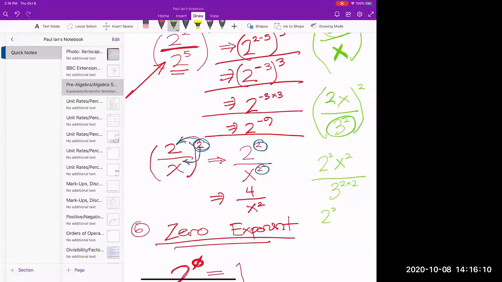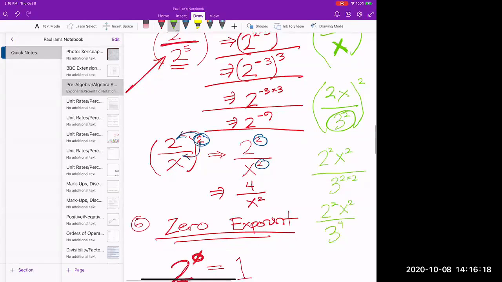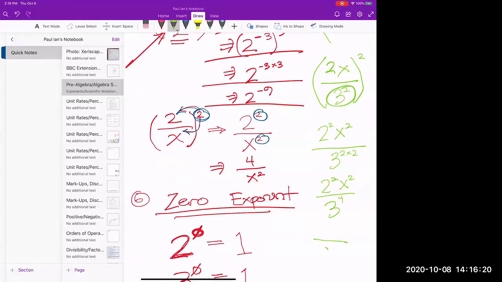So it's 2 squared, x squared, 3. 2 times 2 is 4. Let's see, what's 3 to the 4? That's 81. So 81, and then this is 4 x squared. Sometimes when you look at these you may be able to reduce this some more, but it doesn't look like you do. So I think you're good. I think this is the most simplified form.